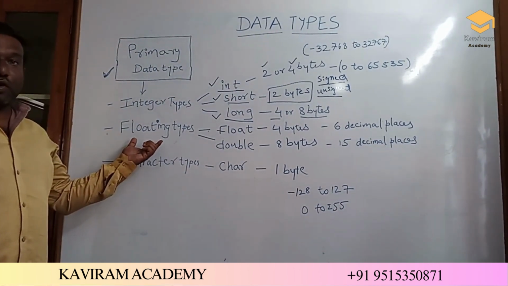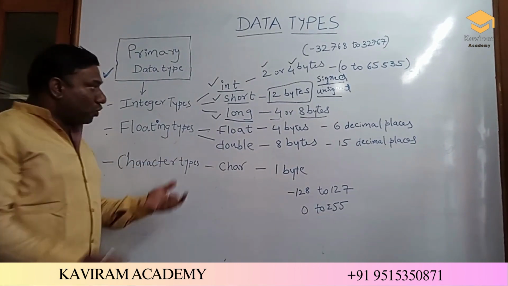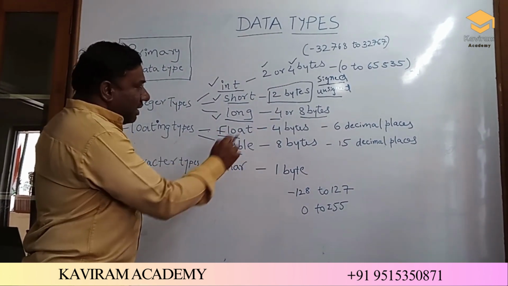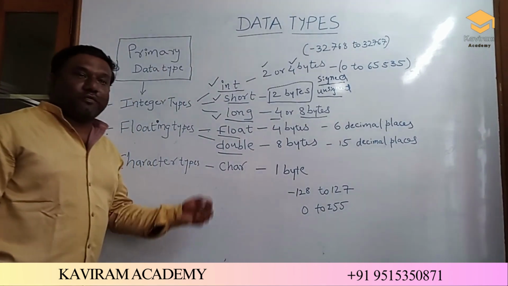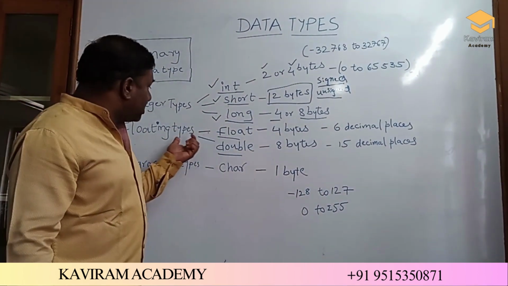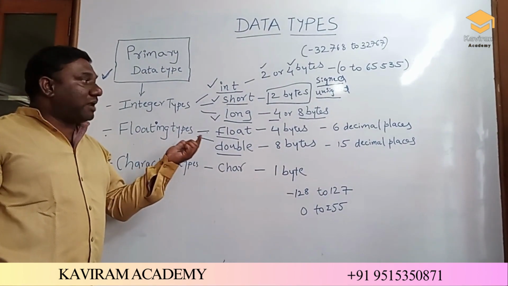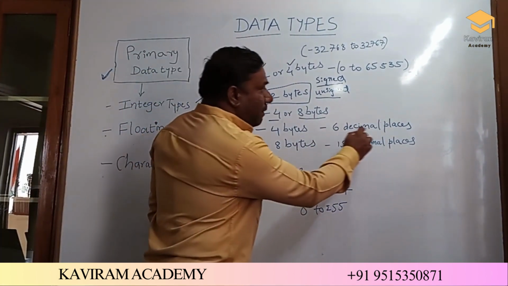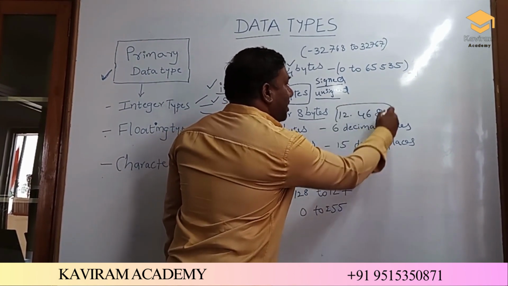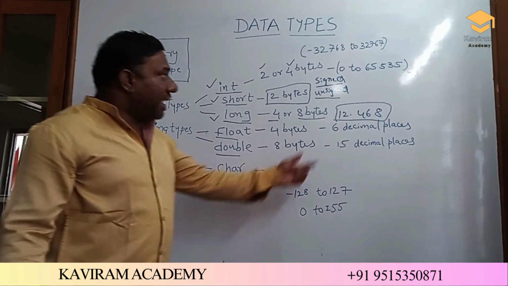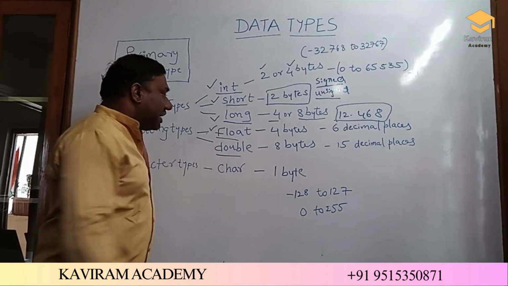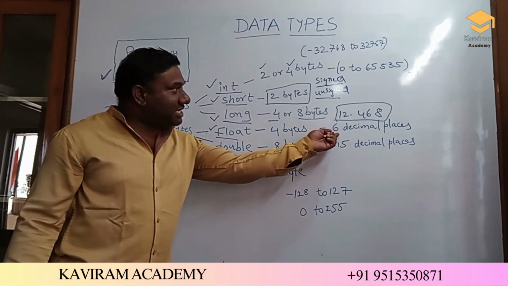Similarly, the next one is floating types. In floating types, we have two. First one is float, next one is double. Float will take 4 bytes, double will take 8 bytes. Floating point is nothing but whenever you have decimal values, we use this kind of data type. Float takes 6 decimal places. For example, if I want to store 12.468, which has only 3 decimal places, I can go for my float data type.